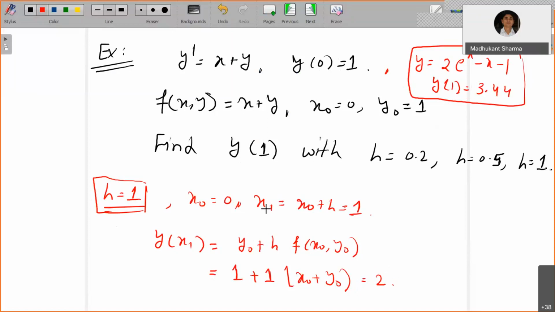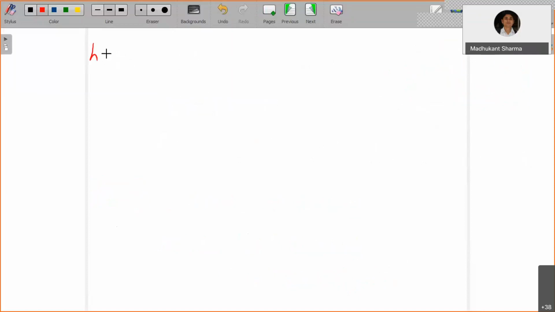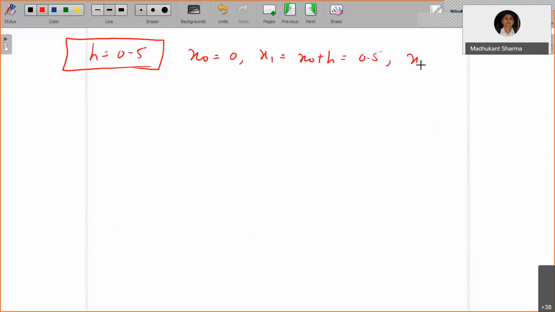Okay, right. So now if you take the step size h equals 0.5, then you have x0 equals 0, x1 equals x0 plus h, so that is 0.5, and x2 equals x1 plus h, or you can say x0 plus 2 times h, that is going to be 1. So what you require is to find y at 1 approximately, which means you require y at x2. For finding y at x2, you require y at x1. For finding y at x1, you require y at x0, and so on.